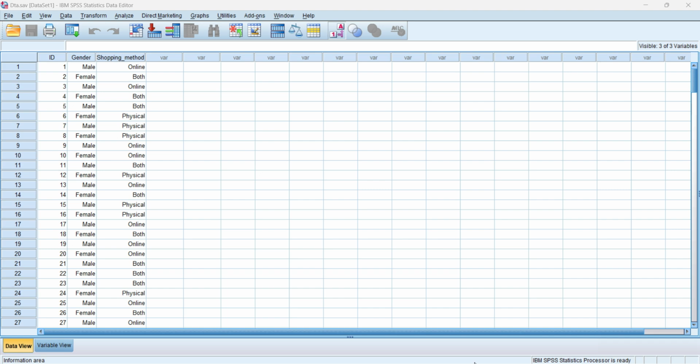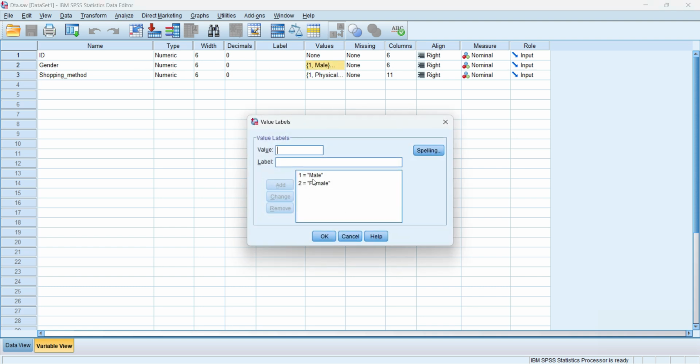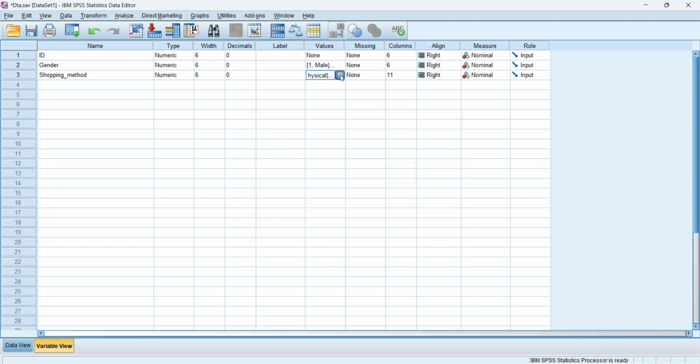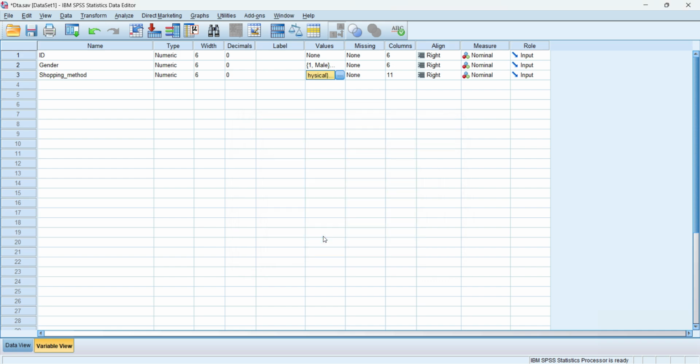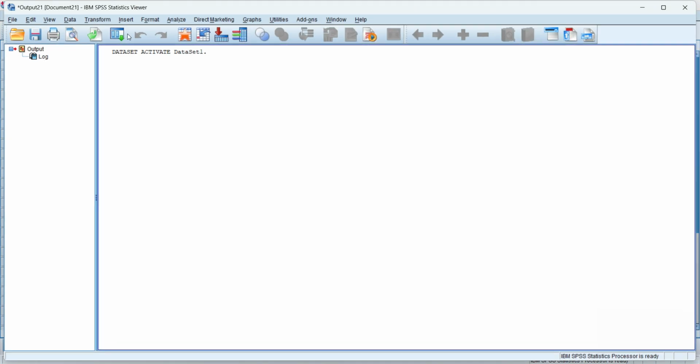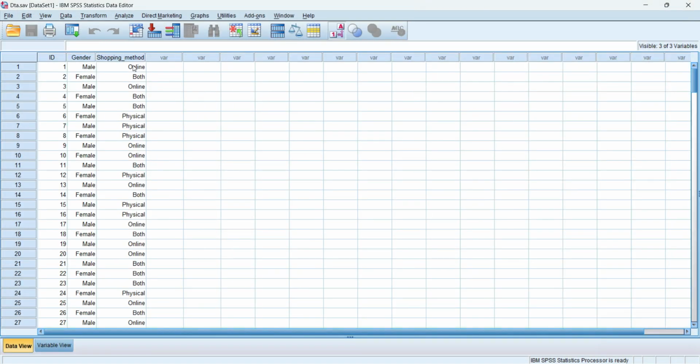So before performing the test, we need to see our data. We have two categorical variables. One is gender as the independent variable and the other is shopping method as the dependent variable. We coded the dataset as per gender, male and female, male equal to 1 and female equal to 2. There are three shopping methods: first one is physical, 2 equal to online, and 3 equal to both. So we will see, is there any association between gender and the shopping method.